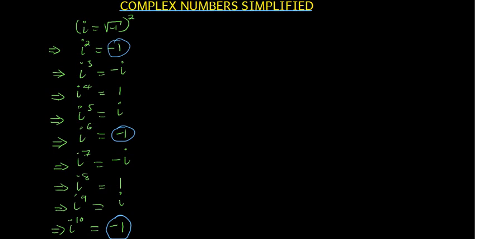So we can simply say i to the power 2, just this one. But if we add 4n, we are supposed to get a -1. So this n is representing positive integers. So if we use n as 1, this will be i to the power 6, and that is -1.